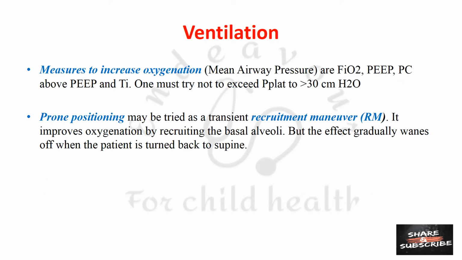Measures to increase oxygenation, which is basically determined by the mean airway pressure, are FiO2, PEEP, pressure above PEEP and TI. One must try not to exceed a plateau pressure of more than 30 centimeters of water, because a plateau pressure of more than 35 centimeters of water becomes an indication for taking the patient on extracorporeal membrane oxygenation support. Prone positioning may be tried as a transient recruitment maneuver. It improves oxygenation by recruiting the basal alveoli, but the effect gradually wanes off when the patient is turned back to supine. So this is slightly controversial, even though many intensivists find it useful.